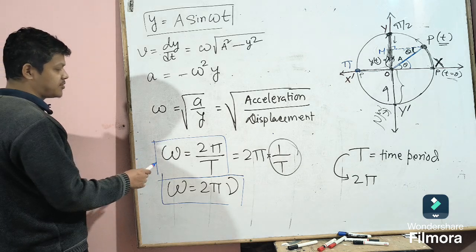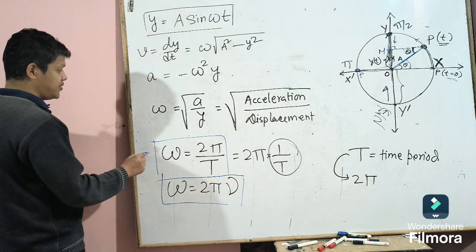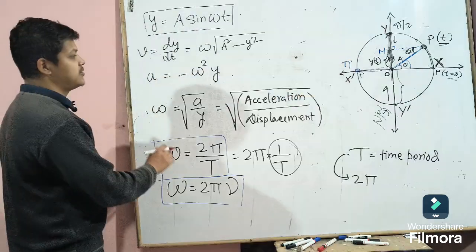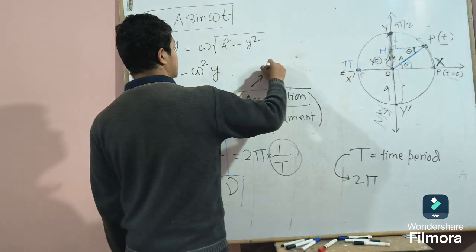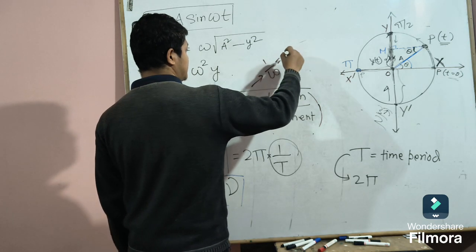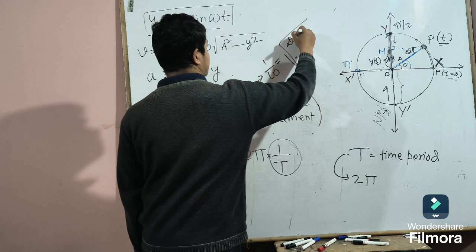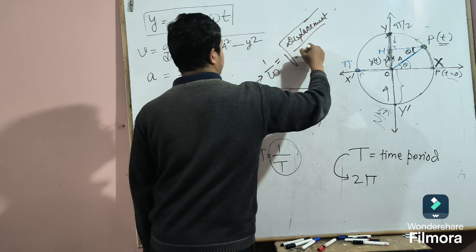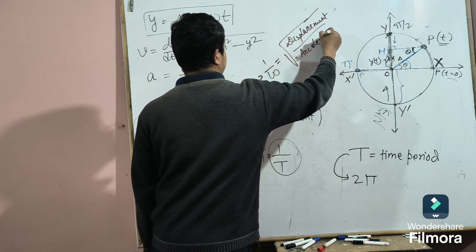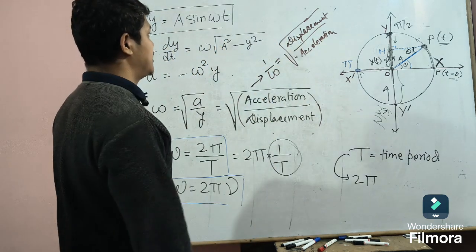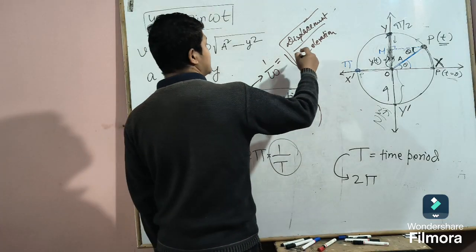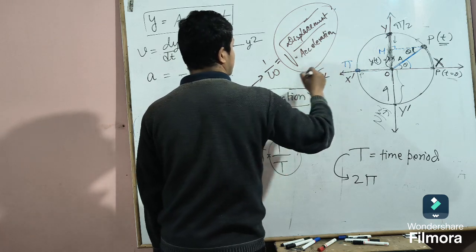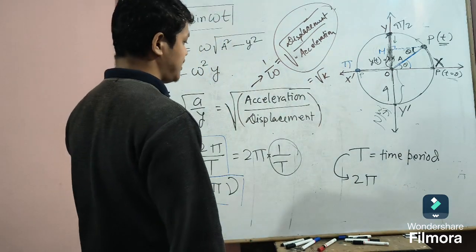Let me establish a relation between this and that. If you compare these two equations, from this relation we can write 1 by omega is equal to root over displacement by acceleration, and this is written as root over k. Okay, root over k, right?